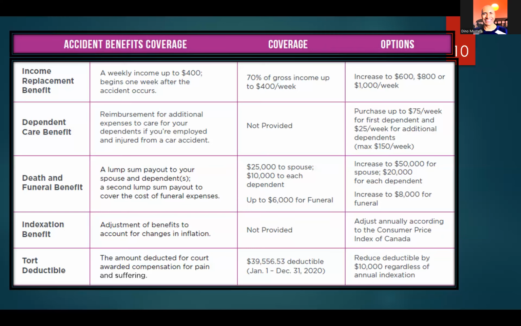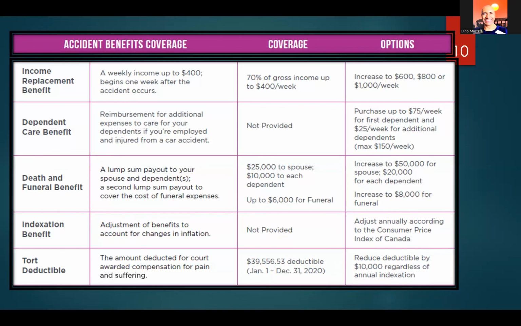So it's not even a big coverage. If you want this coverage, you have to pay more. And how much do you get? Purchase up to 75 a week for the first dependent and 25 a week for additional dependents. You can buy them some lollipops, right? The maximum is 150 a week, regardless of how many dependents you have to care for. That's all you're going to get. And even for that, you have to pay extra money. Okay, end of rant for now.